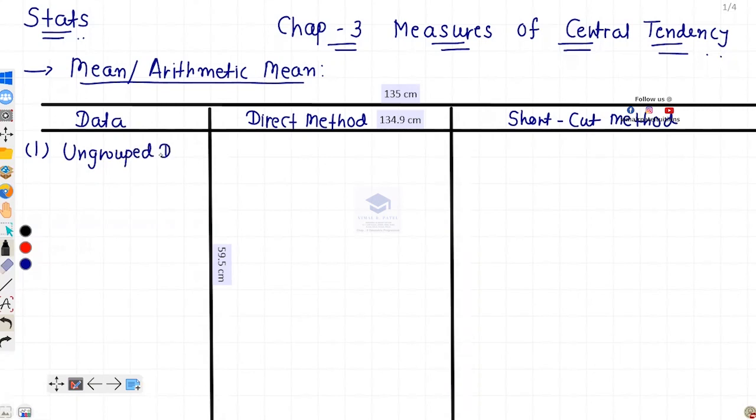Or ungrouped or raw data. Arithmetic mean means x bar. It is sigma x upon n. Total of observations upon number of observations.